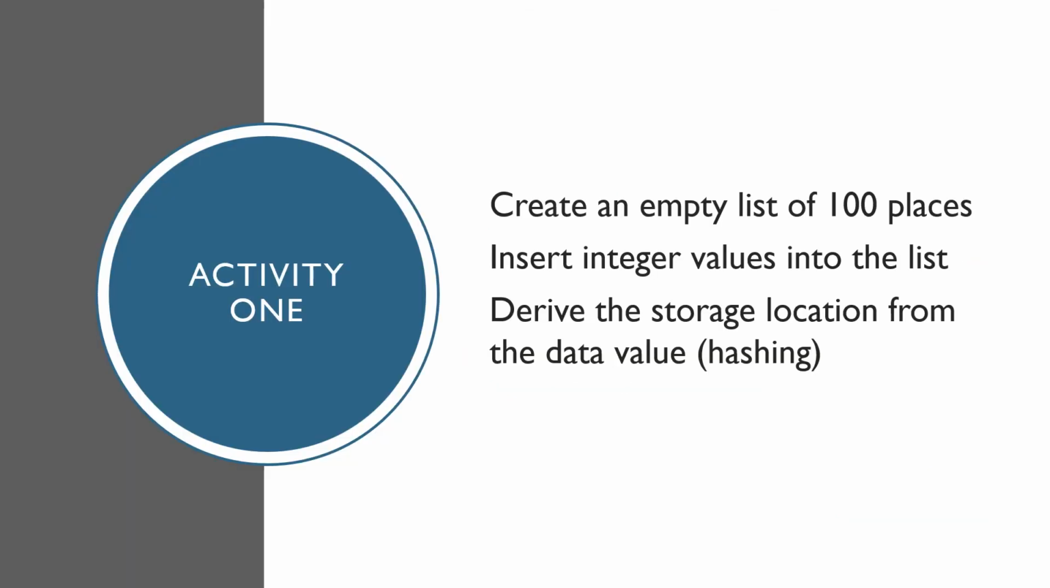So I'm going to leave you with this activity for now. Create an empty list of 100 places, insert integer values into the list, deriving the storage location from the data value. And this is a very simple example of hashing. You may have been following along as I spoke. If not, pause the video now and carry out this activity.